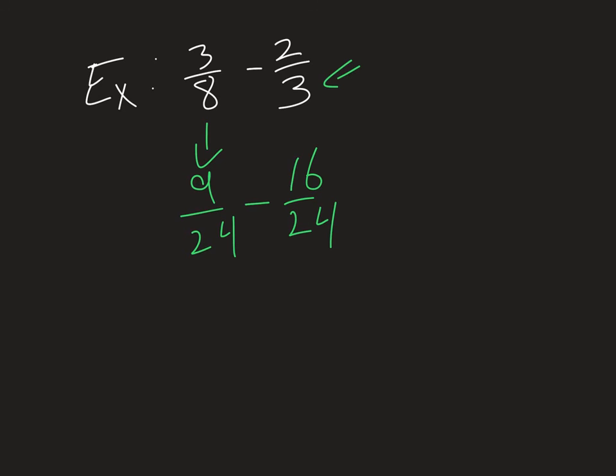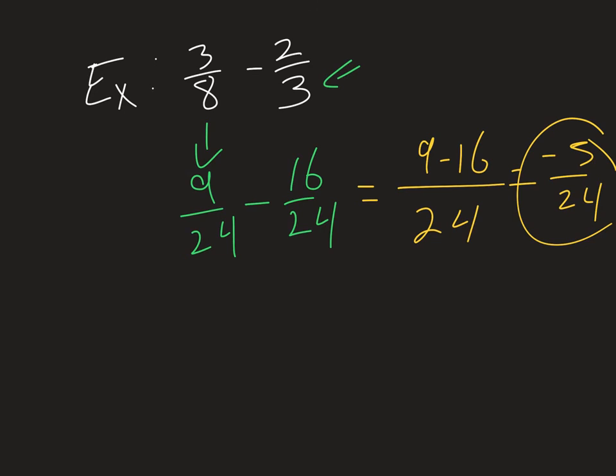And then we can combine our denominators in this case. And then we can subtract 16 from 9, which is going to be negative 5. So negative 5 24ths would be our solution in this case. And again, we could convert it to a decimal. We could do that later, but the fractional solution is totally acceptable.